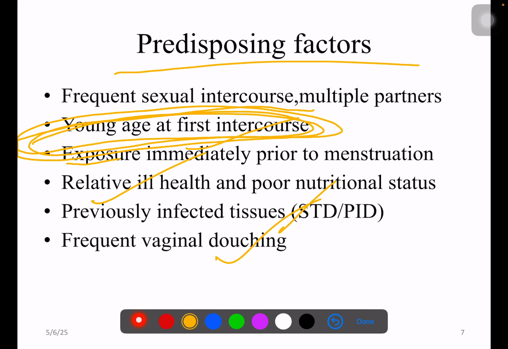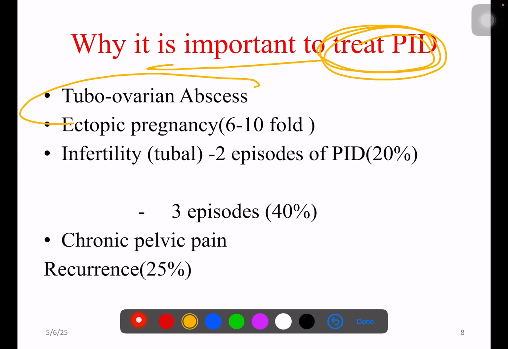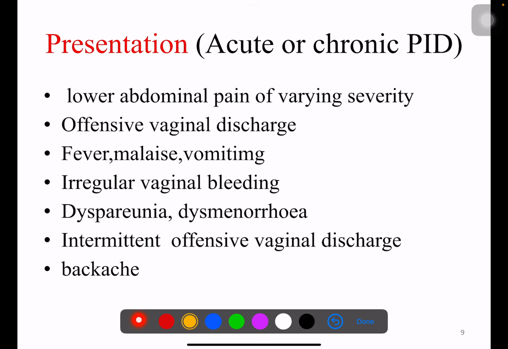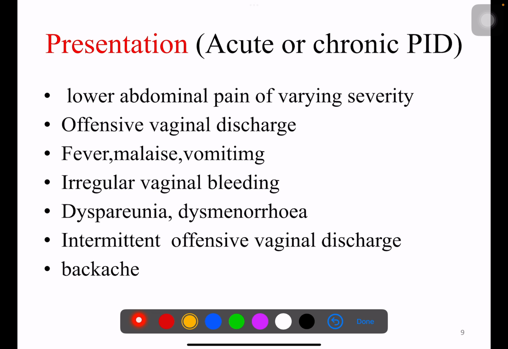Remember, if you have a traumatic component, like early age at first intercourse, there are two risk factors. One is cervical intraepithelial neoplasia, the other one is PID. So what is important to treat in PID? Tubo-ovarian abscess, ectopic pregnancy, infertility. PID can lead to infertility, and chronic pelvic pain and recurrence.